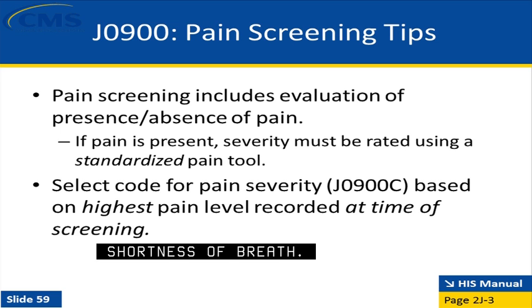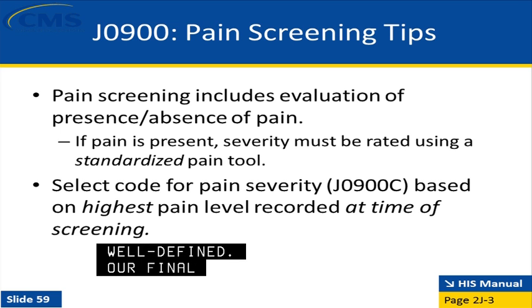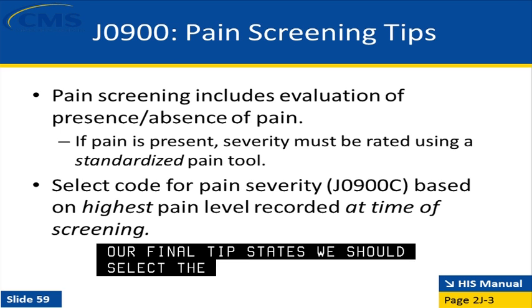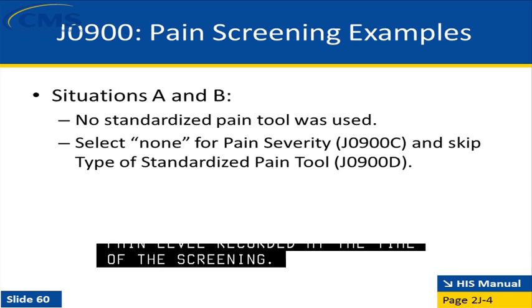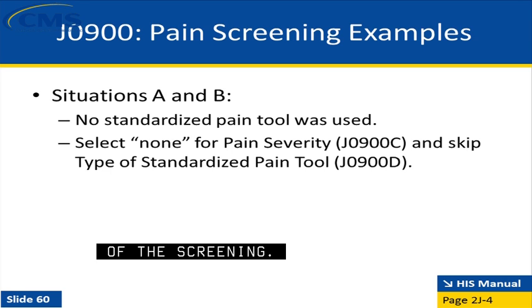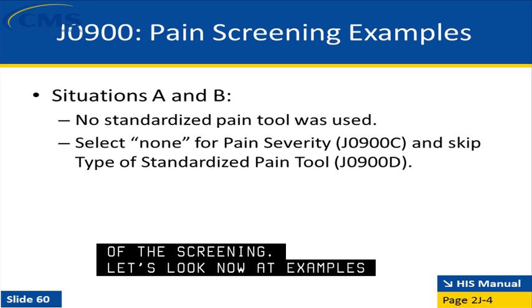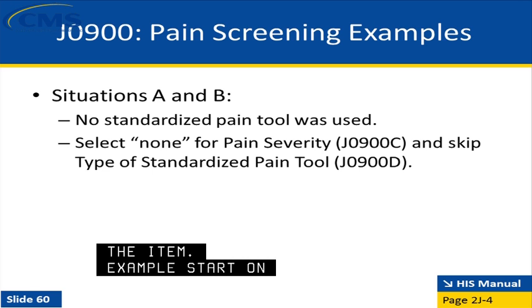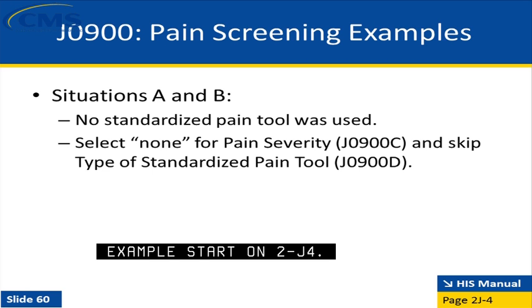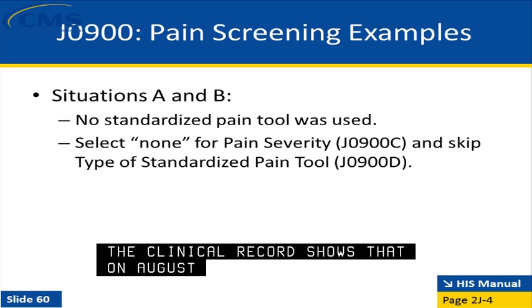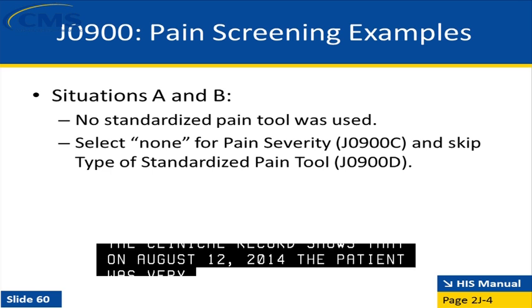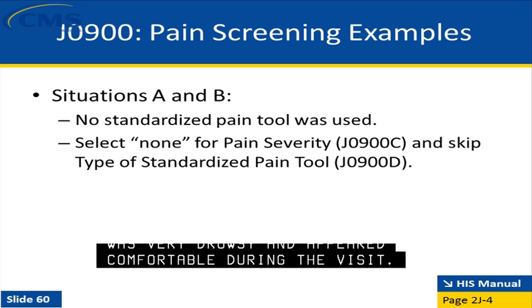Our final tip for J0900C states that we should select the code for pain severity based on the highest pain level recorded at the time of the screening. Let's look now at some examples for this item. Our examples start on page 2J4 in the Hospice Item Set Manual. Our first example is Situation A. For Situation A, the patient's clinical record shows that on August 12, 2014, the patient was very drowsy and appeared comfortable during the visit. There are no nonverbal signs of pain documented in the patient's clinical record.